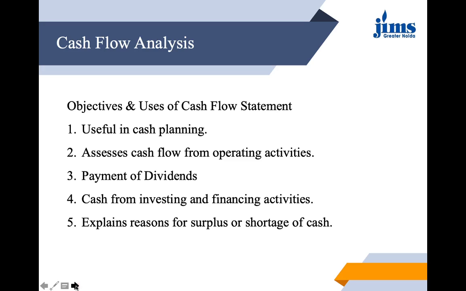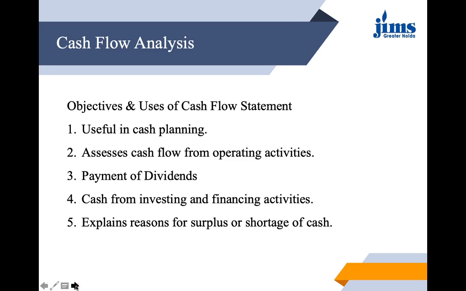Then we have assessment of cash flow from operating activities. It provides information about cash generated from operating activities. It provides an explanation for the difference between net profit and cash from operations. The cash provided by operating activities is also important to assess the cash generated by internal sources. Then the third point is payment of dividends. Decisions to pay dividends cannot be based on net profit only. Availability of profit in the form of cash is also very important for dividend disbursement. Thus, cash provided by operating activities assumes importance for declaration of dividend.